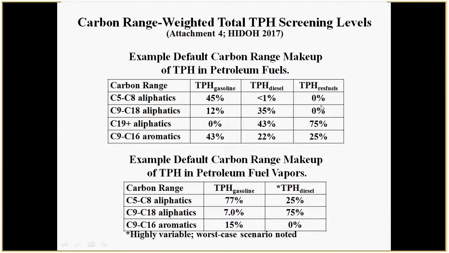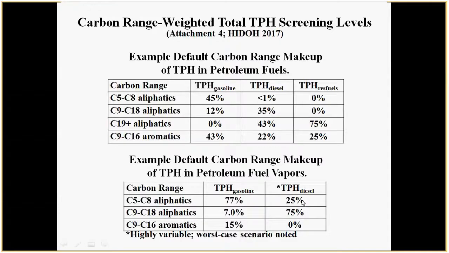Residual fuels, the heavy oils, we assume are mainly dominated by long chain aliphatics, and then with some aromatics. So this is our default carbon range makeup of petroleum fuels. We can do the same thing with vapors. They're going to be different from the fuels. But for gasoline, it's now even more dominated by C5 to C8 aliphatics because they're more volatile, with just a smaller amount of middle range aliphatics and aromatics.